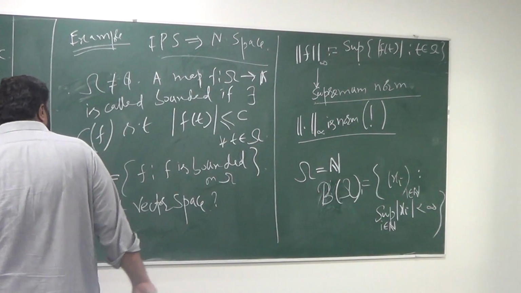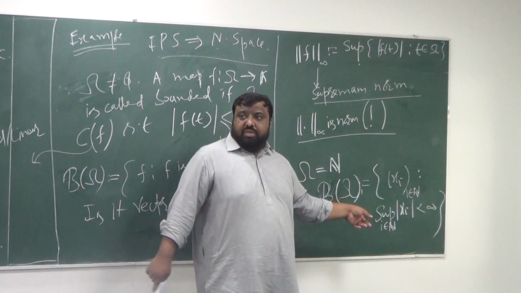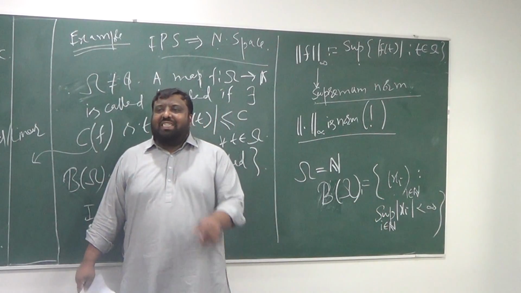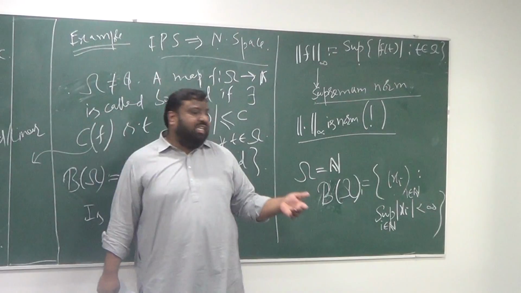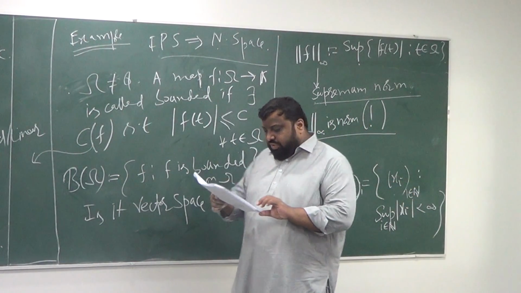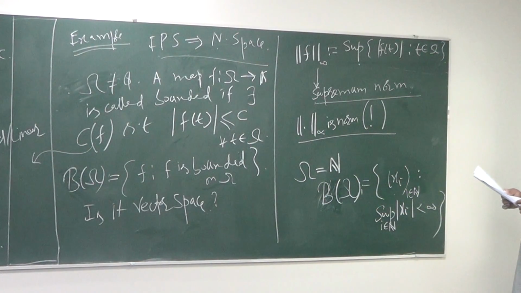Okay. So, is it making sense? Why does this make sense? Because each term of this sequence can be estimated by the supremum. This is true, everything is fine.